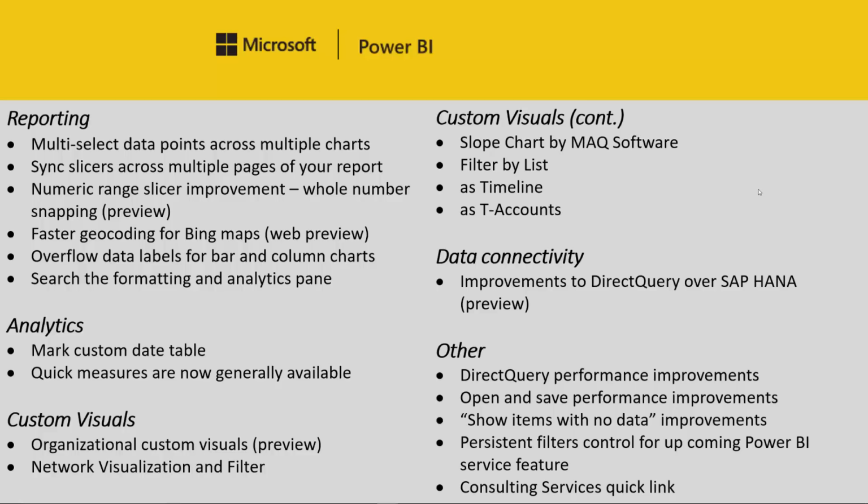You can still use the old approach for direct query if you want, and you can change that once the preview feature is on. You can change that under the direct query tab within the options dialog, and then select the option that says treat SAP HANA as a relational source.